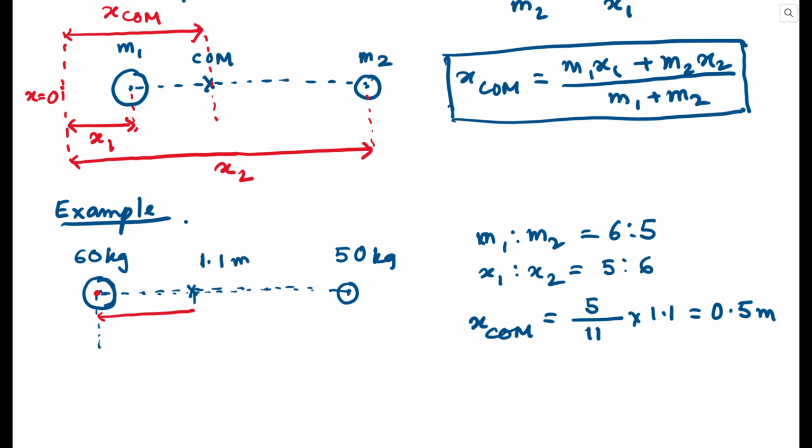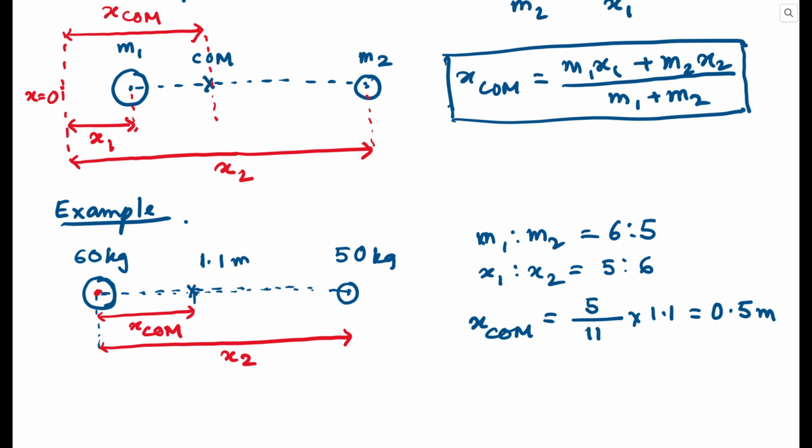So then this will be our x center of mass, the location of the center of mass. This will be our x2, because that's our second mass, the distance to the second mass, and our x1 will become 0 because we have chosen the location of the reference point at the center of mass of m1. So therefore x1 is 0.